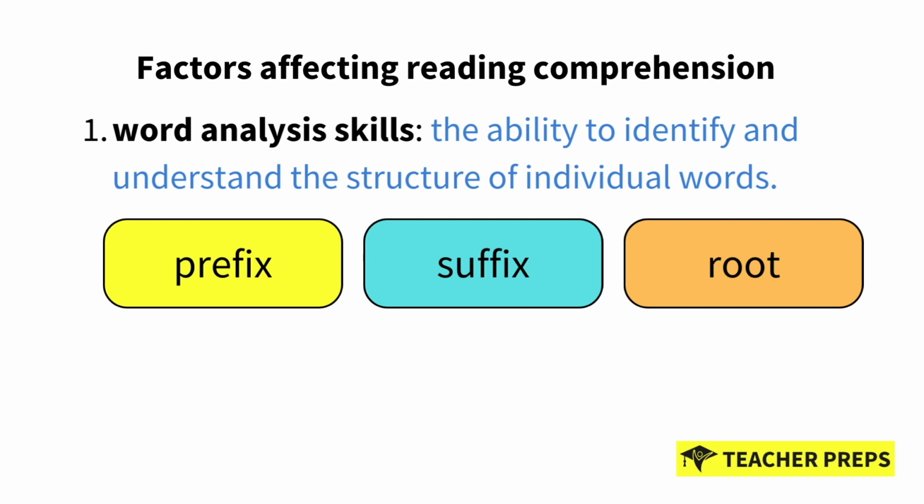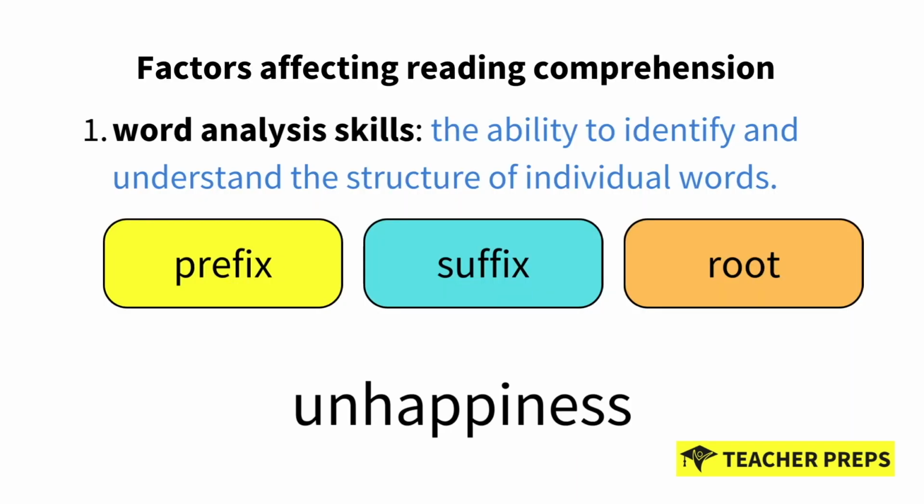I'll wait. As a matter of fact, let's use a timer to see how many words you can write down that have all three. Let's put up 10 seconds. All right, how many did you come up with? Now, here's one example. Unhappiness. Can you identify the prefix, suffix, and root?